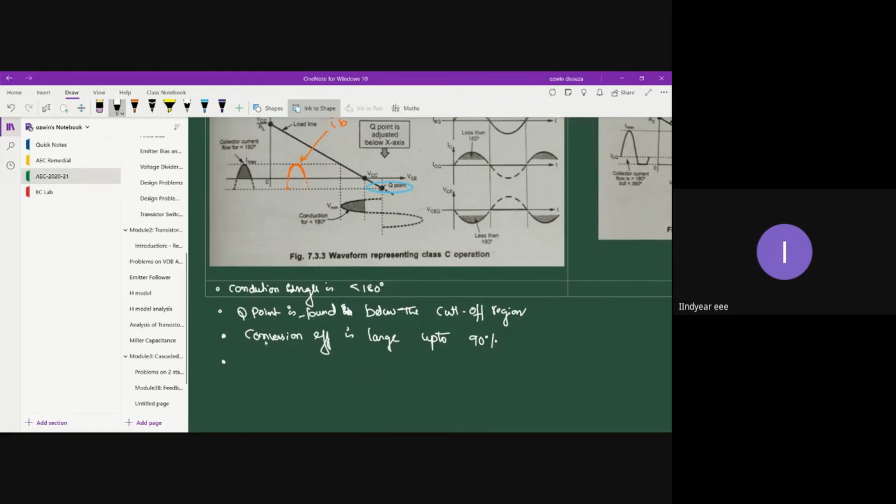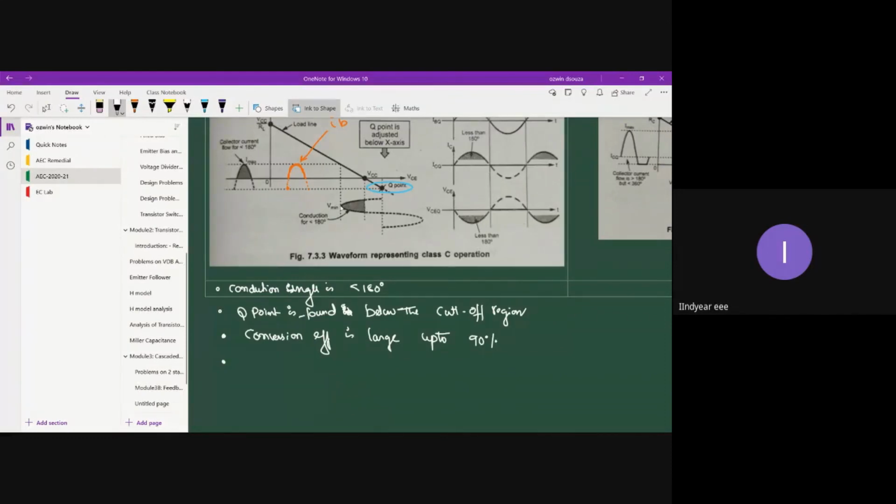What about distortion? The distortion is very high. Though your input is a complete 360-degree voltage, your output voltage will have a signal which is existing only for less than 180-degree duration. So the input may be a perfect sinusoidal signal, but your output is not going to be a sinusoidal signal.